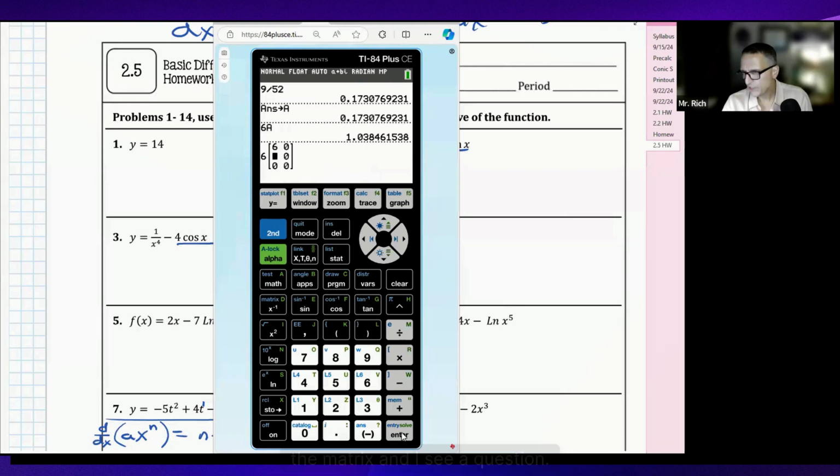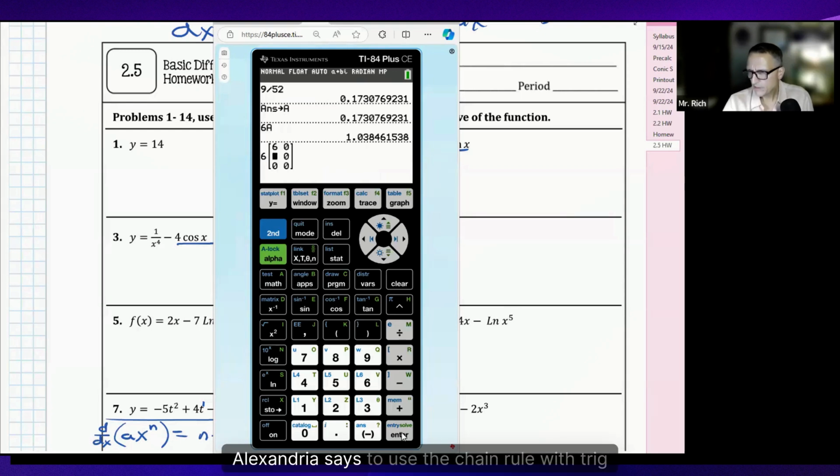And I see a question, Alexandria says, use the chain rule with trig functions and implicit differentiation. Definitely we can do some of that.